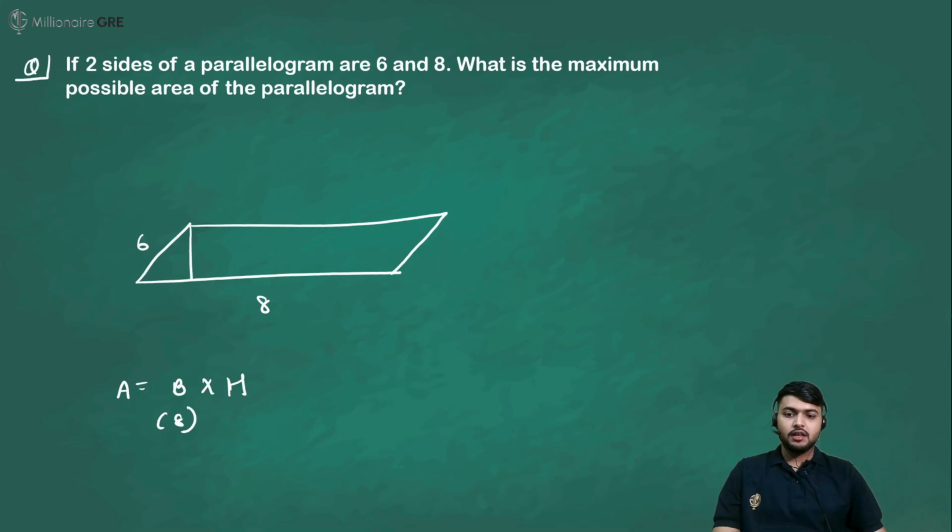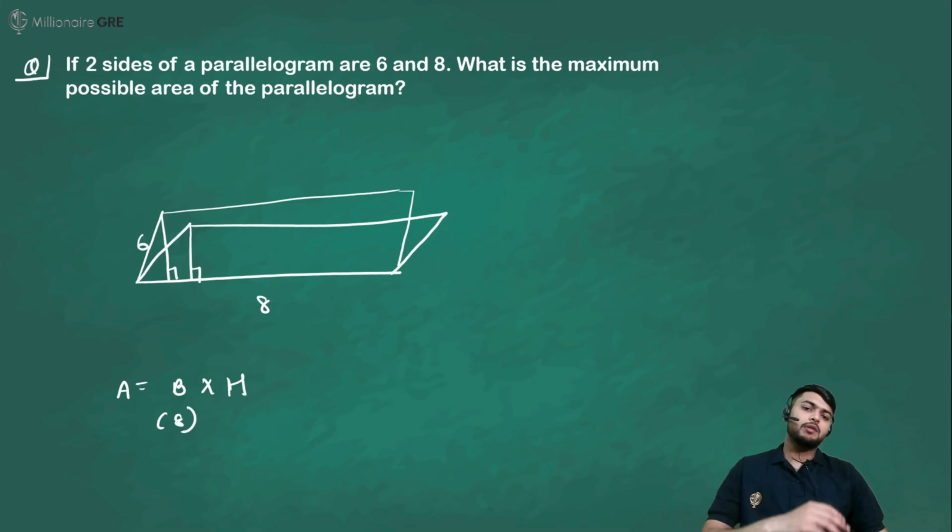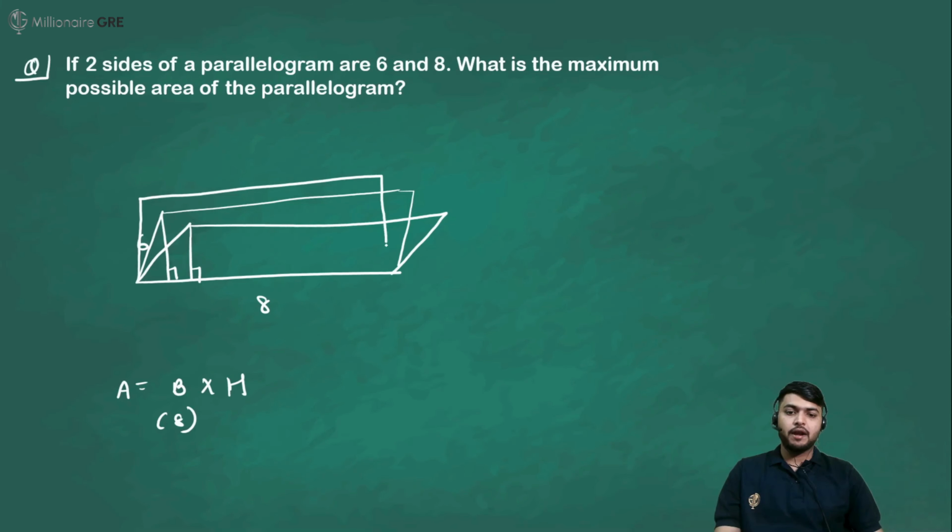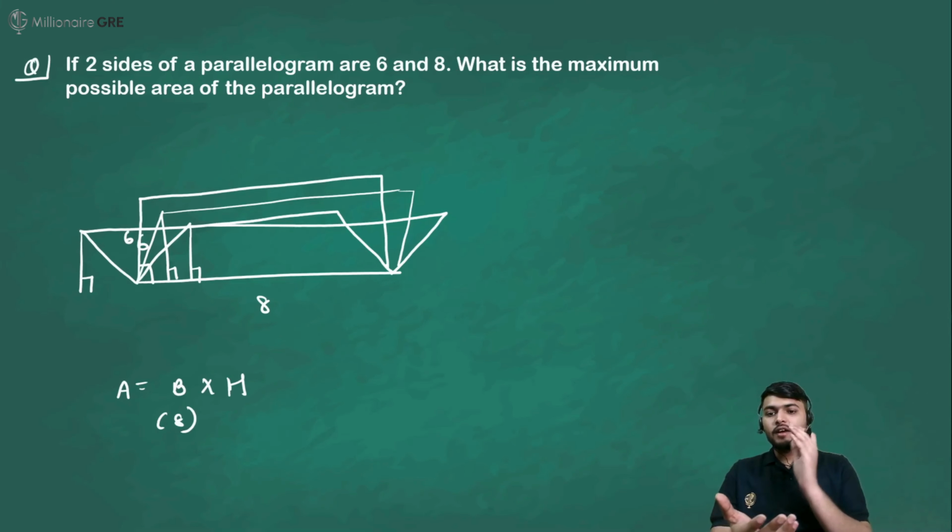This is the height. If we take 6 away from the base, the height increases. Now there would come a point where 6 and 8 are perpendicular. In this case, 6 is the height itself. As you further incline this, the height again starts to decrease. So the height is maximum when 6 is perpendicular to 8 and the height is 6 itself.